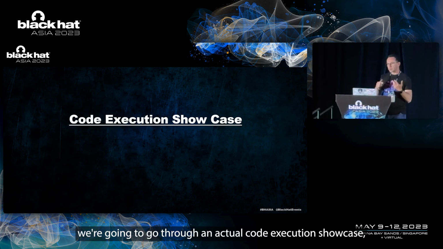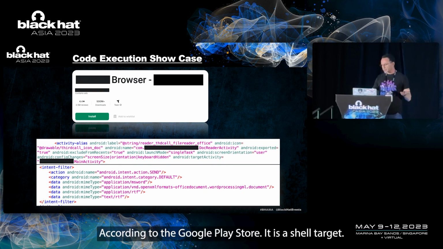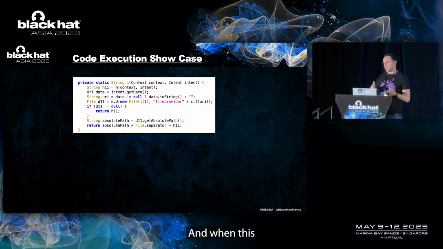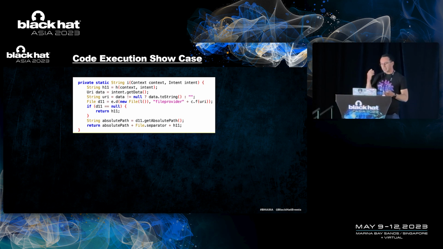At this point, we're going to go through an actual code execution showcase, as I promised. The app that we're going to review is a browser with more than 500 million installs, according to the Google Play Store. It is a shared target. It uses the doc reader activity, which is an alias for the main activity, so it has this distinctive send filter. When this app gets an intent of action send and stream, it will finally call the method that you see here, the method I.